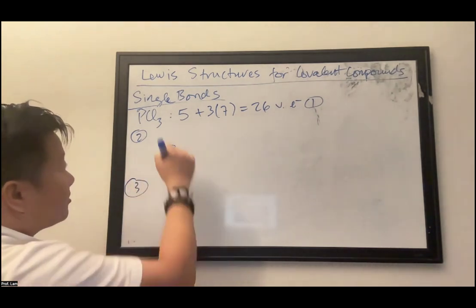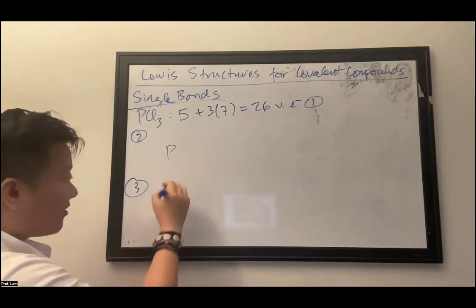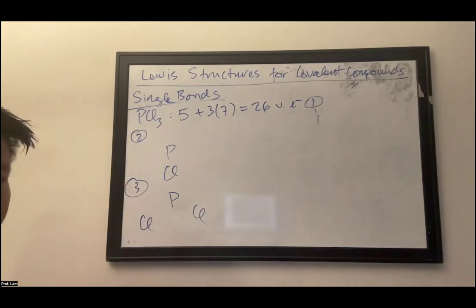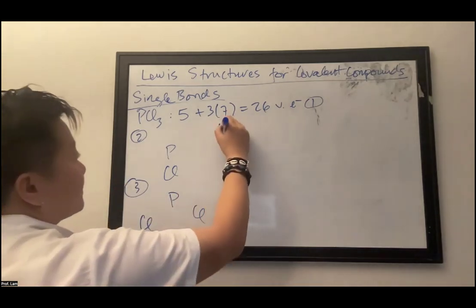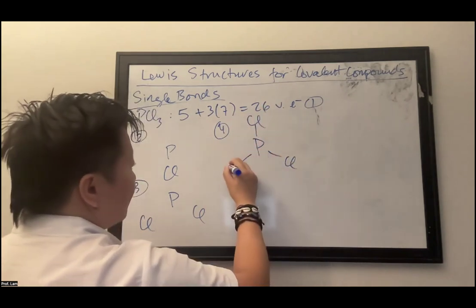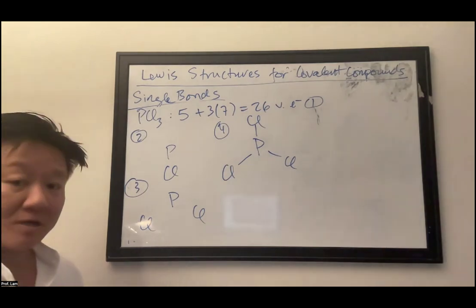Step 3, you're gonna take the chlorines and spread them evenly around the bonfire, right, of phosphorus. So evenly is like this, like a triangle, right? Don't clump them together. Okay. And step 4 is you're gonna make single bonds only from the phosphorus to the chlorine, right? Don't rush, single bonds only.